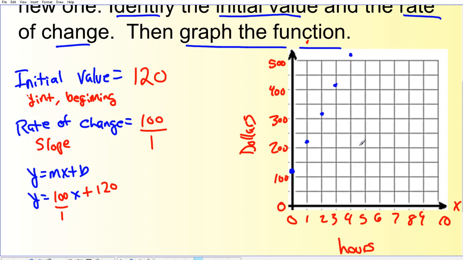Now if you look, my line's perfectly straight. It is linear. You can use a straight edge if you need to. I've got my beautiful line tool here. A nice straight line through your points. That is the graph of this function. Okay, so I'm able to find my initial value at the beginning of the problem. Sean owed the guys $120. My rate of change, every hour they charge me another $100. That translates into our slope and our intercept.